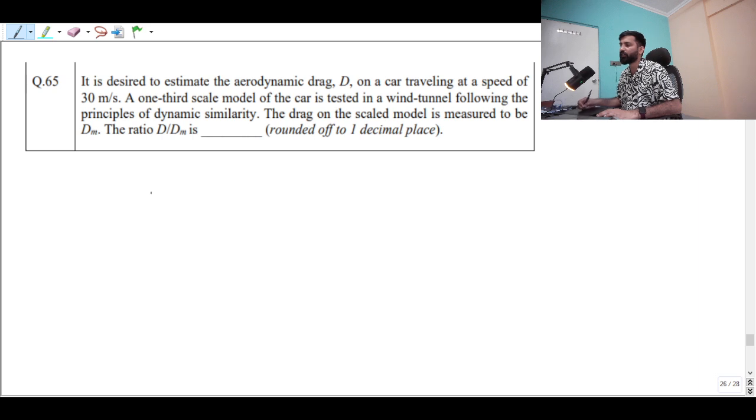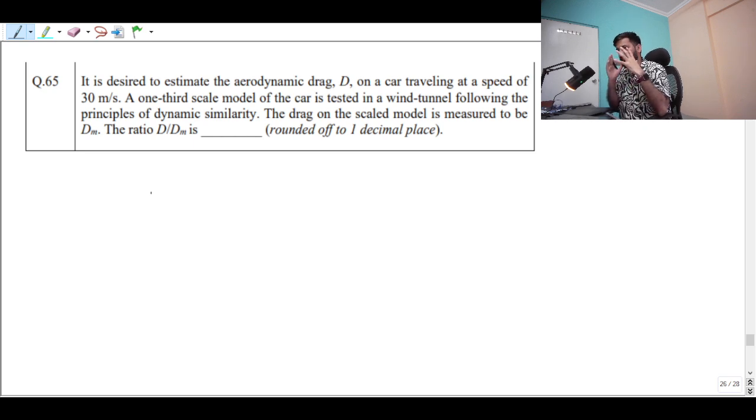What you have to remember is that the meaning of dynamic similarity is nothing but that all dimensionless parameters which govern the fluid flow, for example Reynolds number and Mach number, all these kinds of numbers, they are dimensionless numbers or parameters. They will remain the same for both the full size car as well as the model of the car.